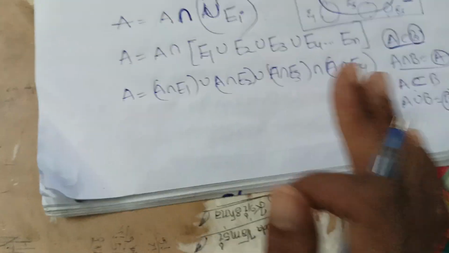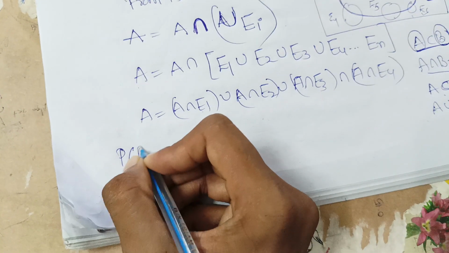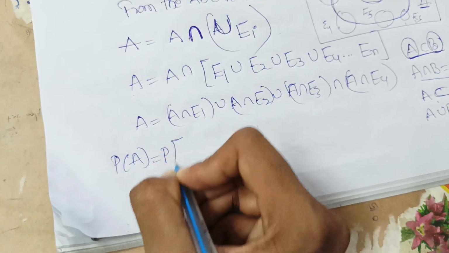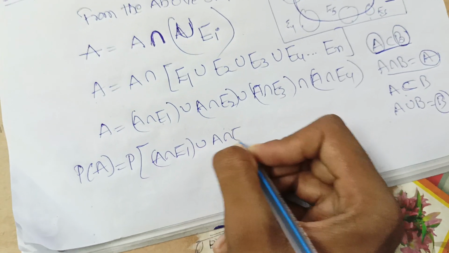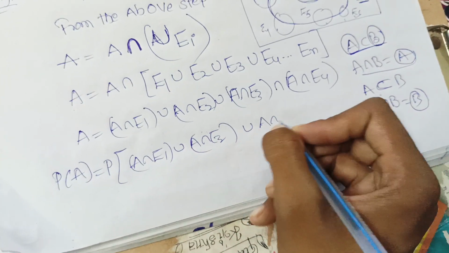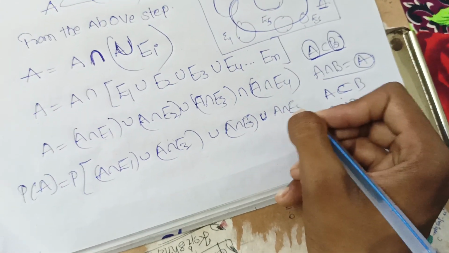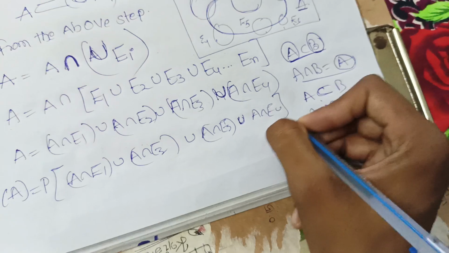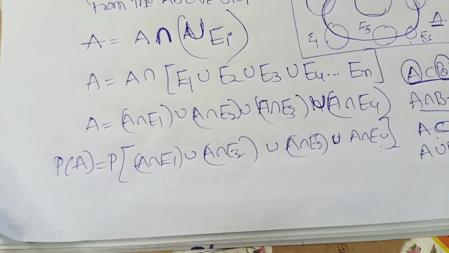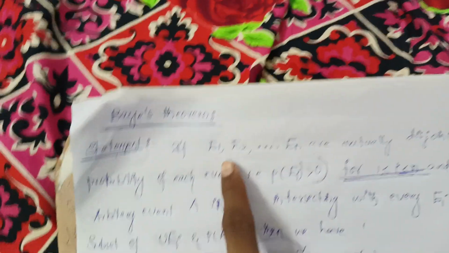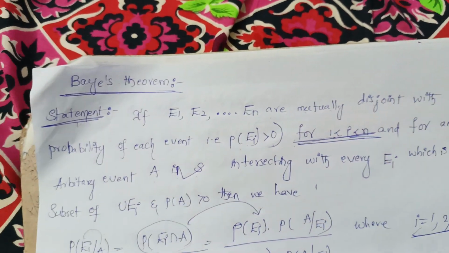From this above step, apply probability on both sides. P of A is equal to P of A intersection E1 union A intersection E2 union A intersection E3 union A intersection E4 and so on. Here we observe one thing: according to the statement of the Bayes theorem, E1, E2 and so on En are mutually disjoint, that is, mutually exclusive events.